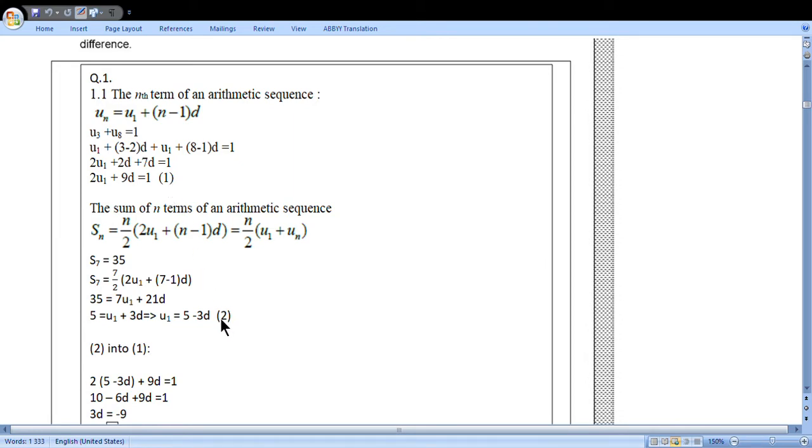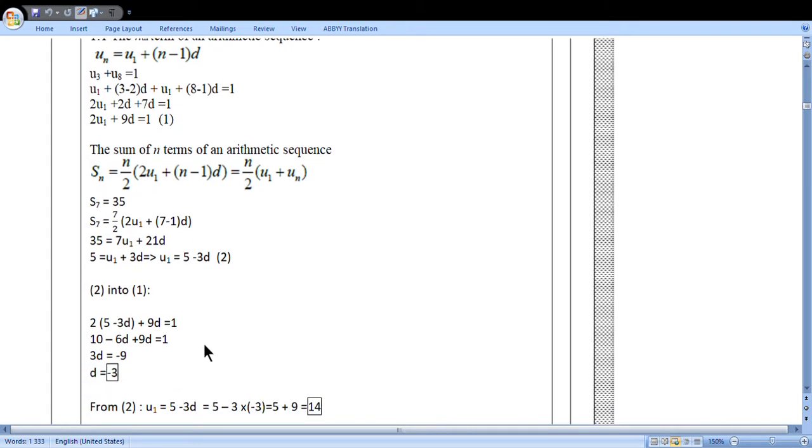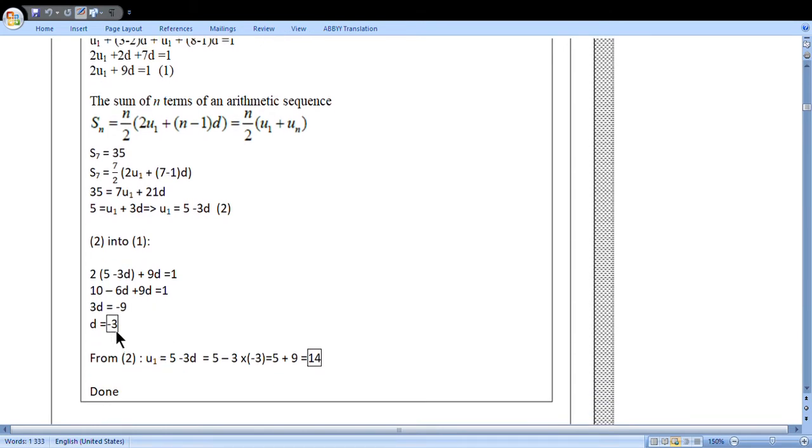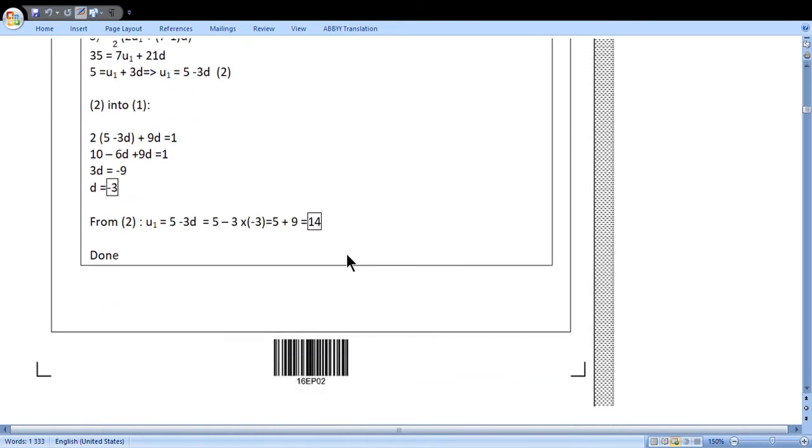If we substitute 2 into 1, we'll get an equation for d, so we solve it for d, and then from 2, knowing d, we can find u1. So d is minus 3, u1 equals 14. Done.